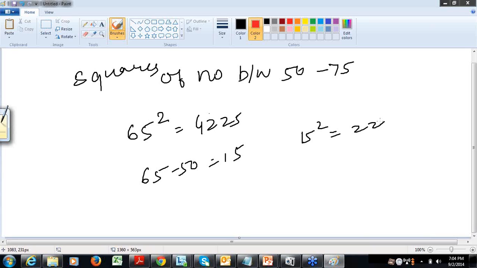So in the last class I taught how we find the squares of numbers between 25 to 50. So this time we'll calculate for all the numbers between 50 to 75. How to find the squares of all the numbers between 50 to 75.